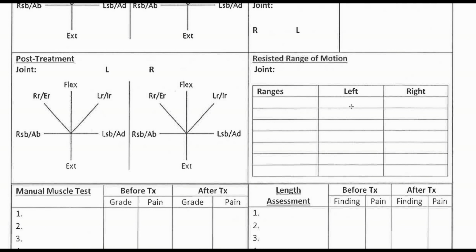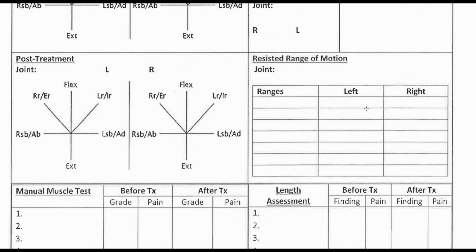And then you already have left and right here, so you need to grade them according to the grading for the resistance range of motion, starting from 5 finishing at 0, and then again here starting at 5 and finishing at 0. Just refer to your resistance range of motion marking sheet to record whatever you feel.